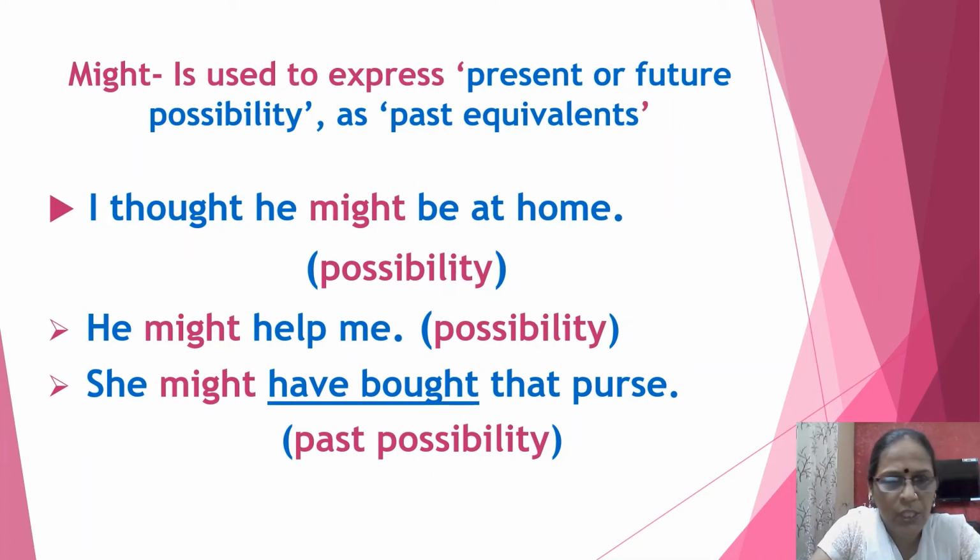He might help me. Here also might is used as modal auxiliary to show possibility. Next example, she might have bought that purse. Here might modal auxiliary is used for past possibility. Means maybe she has bought that purse before. Means we are not sure, but it is a little bit possible that she has bought that purse before. Might have bought means here we have to write the past participle of buy, and that is bought. So might have bought is used as modal auxiliary.